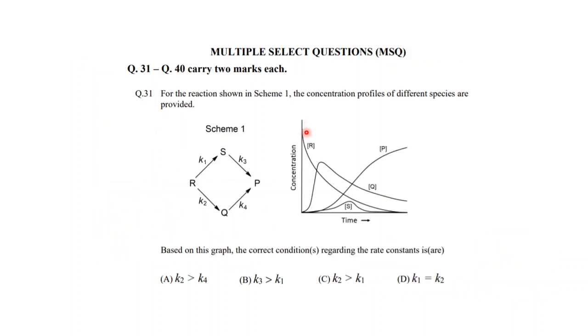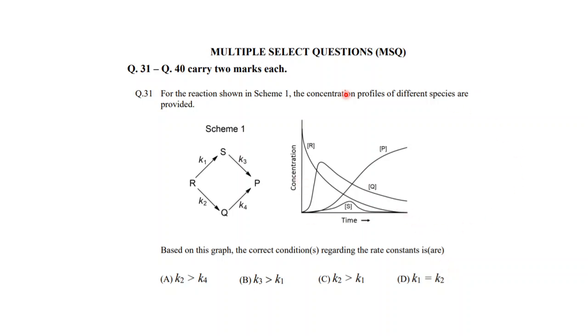This is the next question. It was asked in the MSQ section, multiple select question, that is, more than one option could be the right answer. Let's read out the question. The question is: for the reaction shown in scheme 1, the concentration profiles of different species are provided. This is scheme 1 for the reaction, and this is the concentration profile for this scheme. Based on this graph, we have to tell the correct conditions regarding the rate constants.